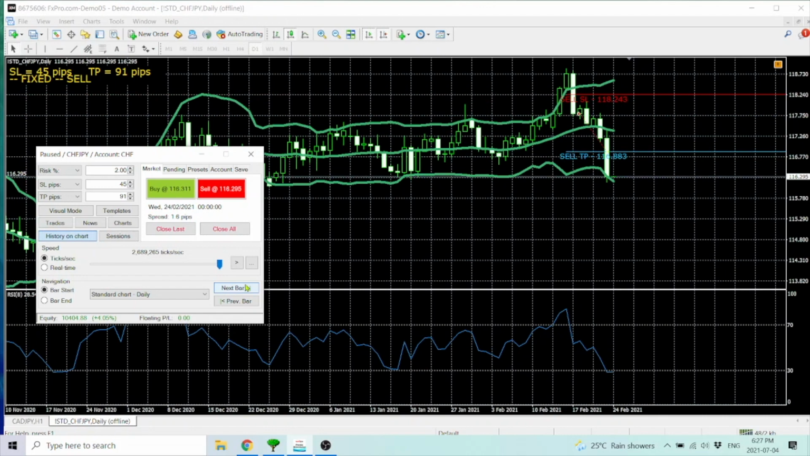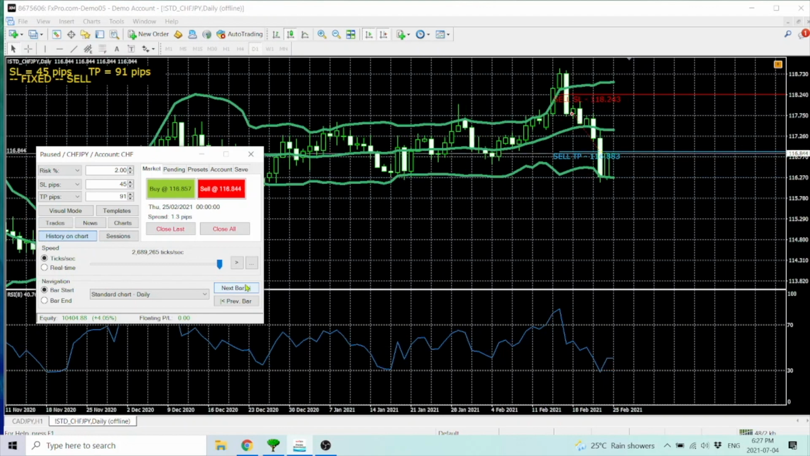Okay, price hit our target, and now we've got a second signal right after it. Okay, price came out of the Bollinger Band just a little bit here, and then the RSI went out of the line and came back in. So we're going to take a long trade.